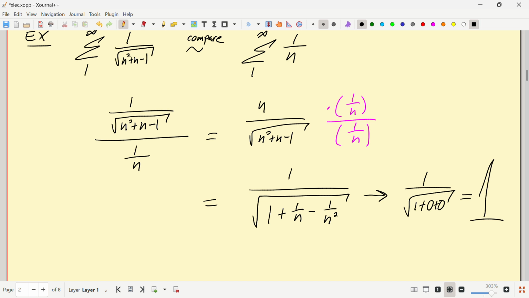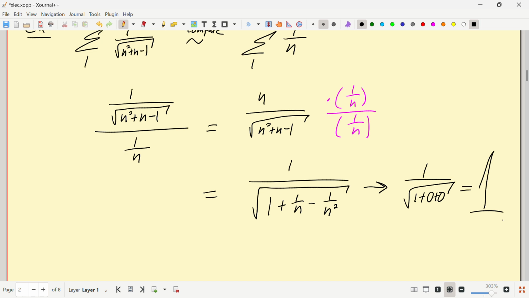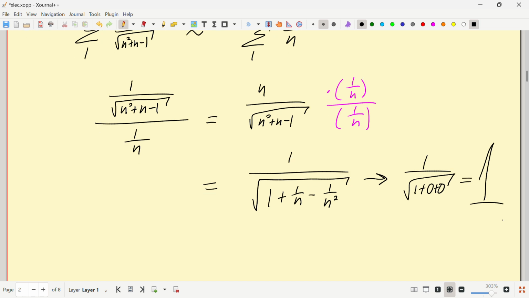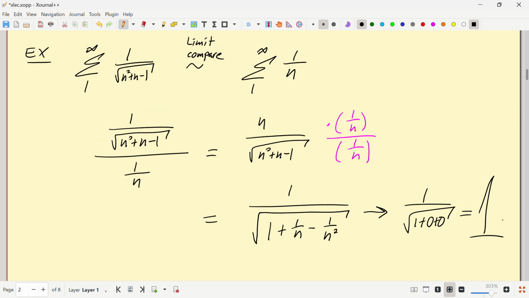That's the r, and r is positive. So they either both converge or they both diverge. This is the famous harmonic series, so we know they both diverge. That's a p series with p equals 1. This 1 is the r. Questions about that?